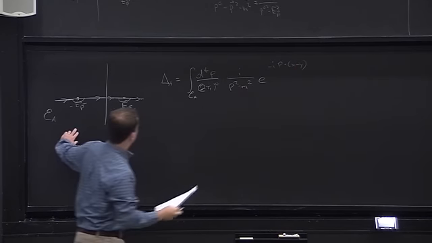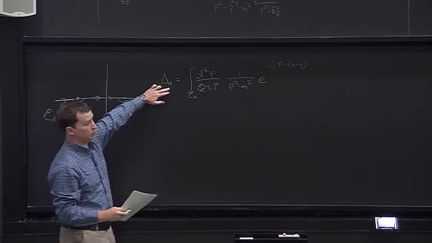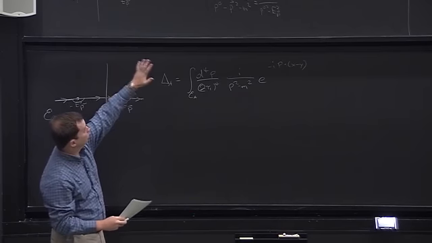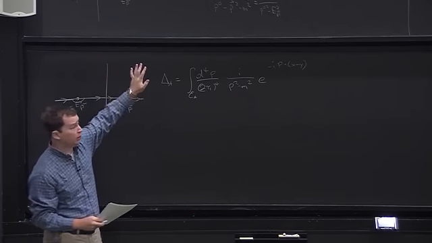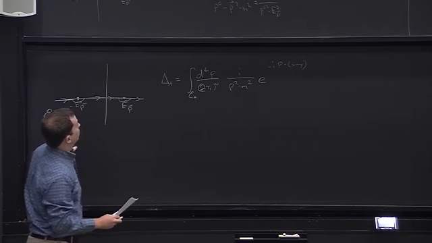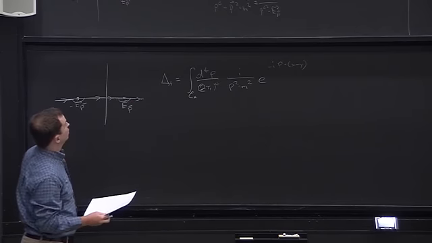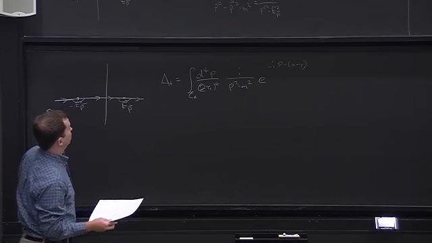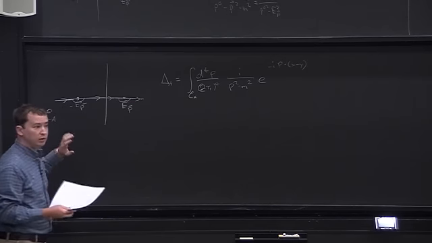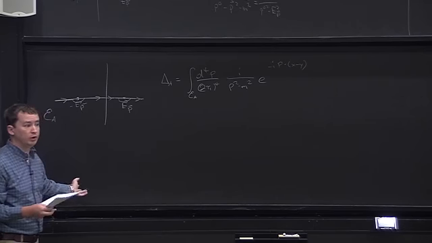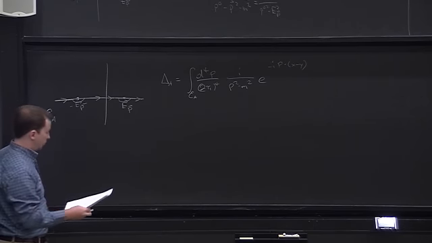And the same arguments as before tell us that this should be equal to the expectation value of the commutator for x naught less than y naught, and it should be 0 for x naught greater than y naught. Exactly the opposite of the retarded contour. Advanced Green function.